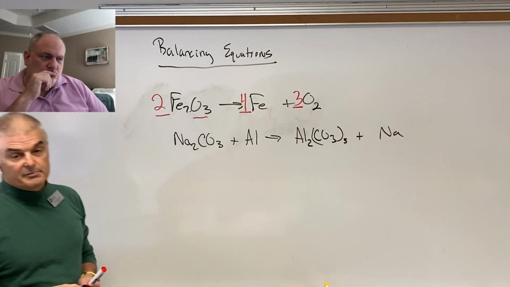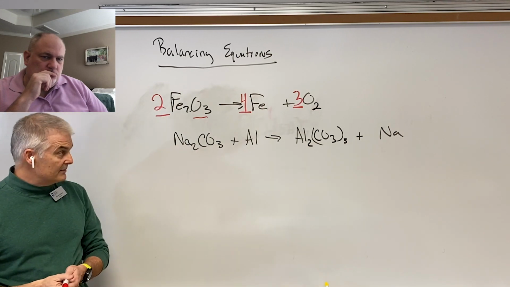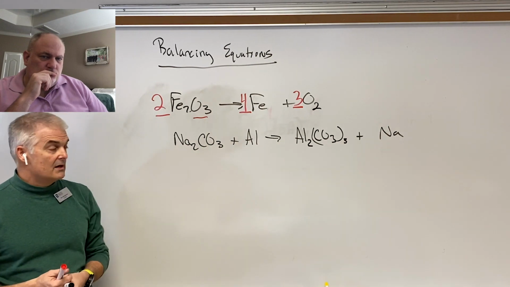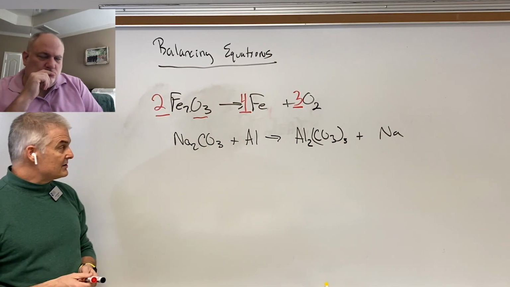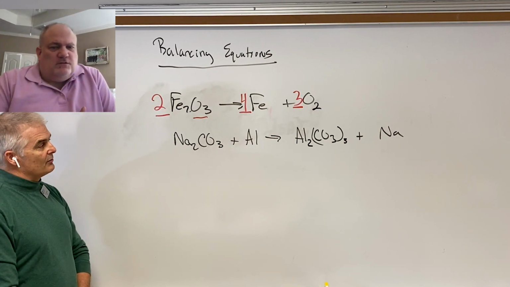So here's a reaction, Mr. Dmitrich, where I have sodium carbonate plus aluminum makes aluminum carbonate plus sodium. Now notice I've written this out correctly. It's important that you do this with the charges and all that stuff. So I need to, how do I balance this? What am I going to do? What do you think I should start with?